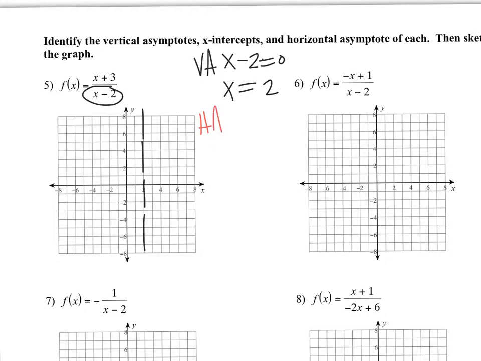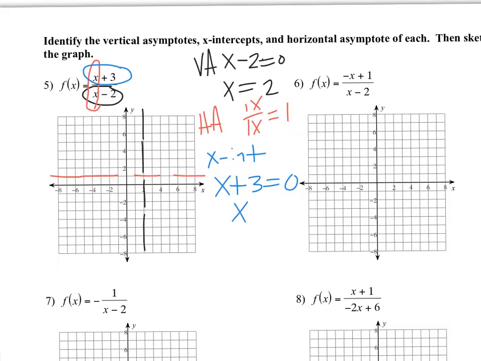To find the horizontal asymptote, you can either plug in really big numbers or look at the x's and divide what's there. We get 1x over 1x, and that's equal to 1. That means we have a horizontal asymptote at a value of 1. To find any x-intercepts, that means I set the top part equal to 0, because that's what would make the whole thing 0. X plus 3 equals 0. That means that x equals -3. That would be there on my graph.